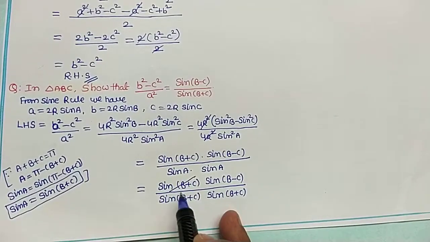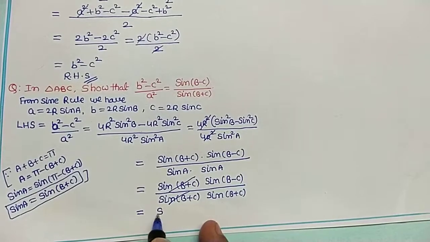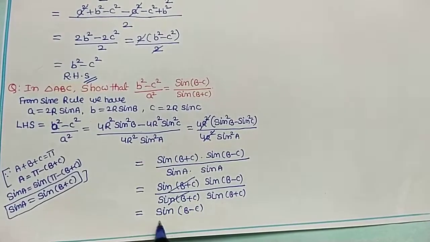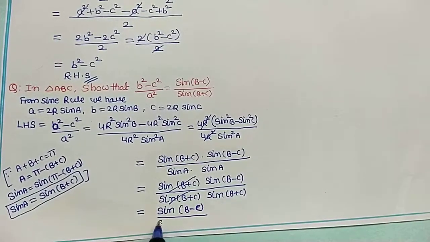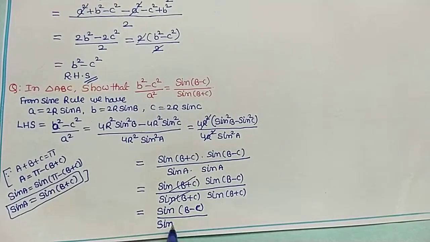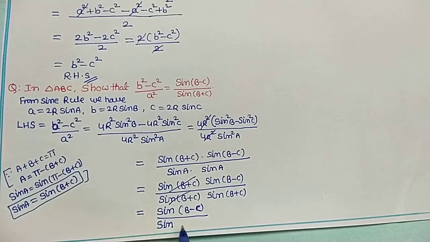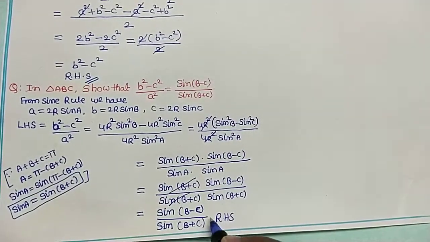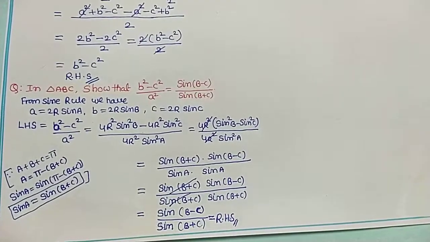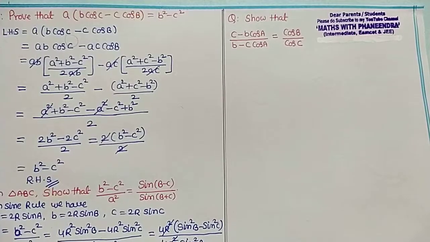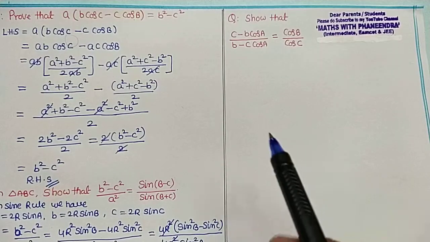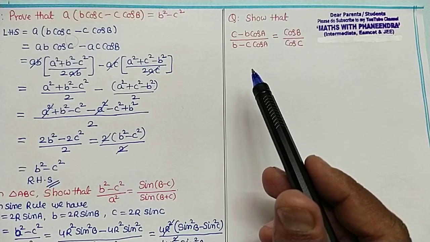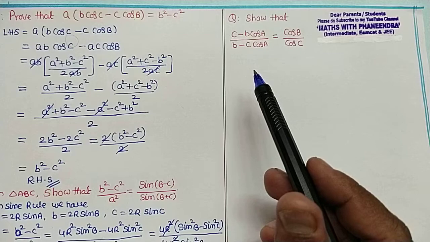So one of the sin of B plus C will be cancelled, which is equal to sin of B minus C divided by sin of B plus C, which is required RHS only, no? Hence the result. The next question, dear students, show that C minus B cos A by B minus C cos A equal to cos B by cos C.